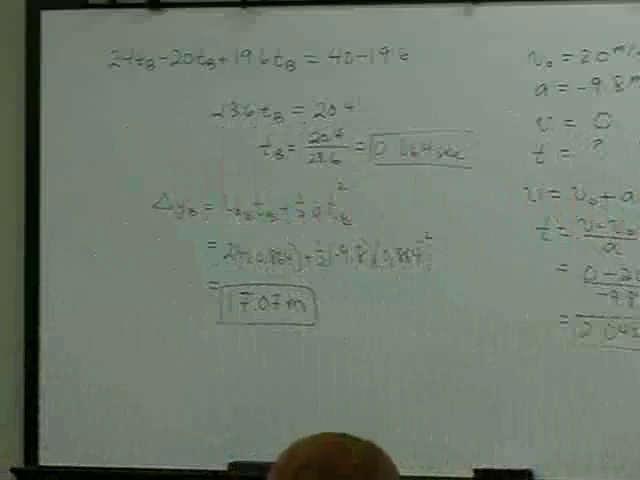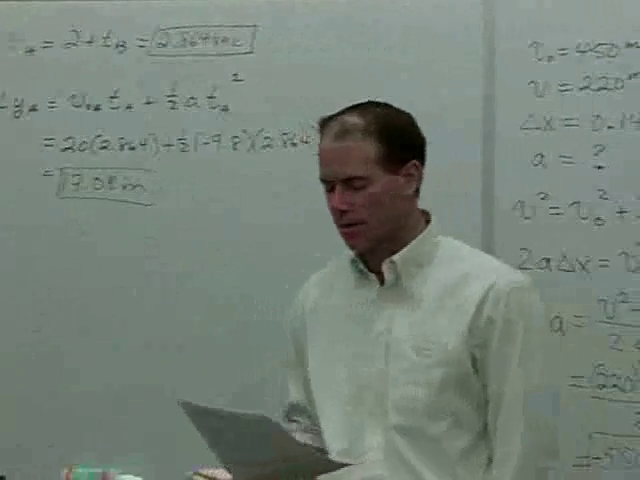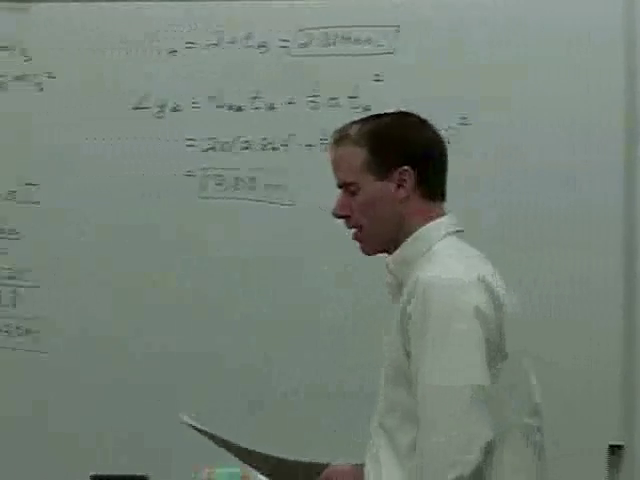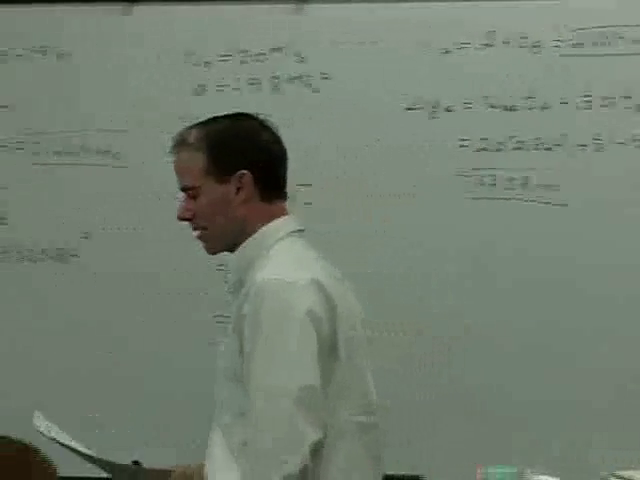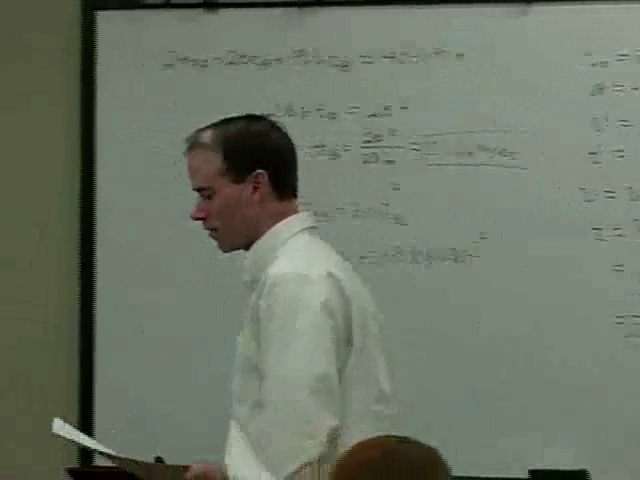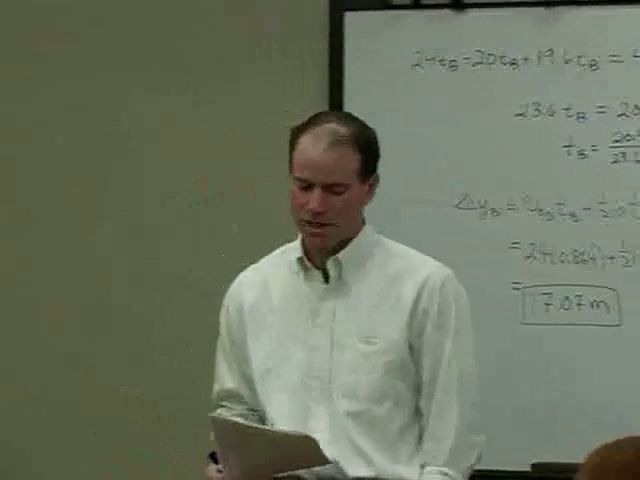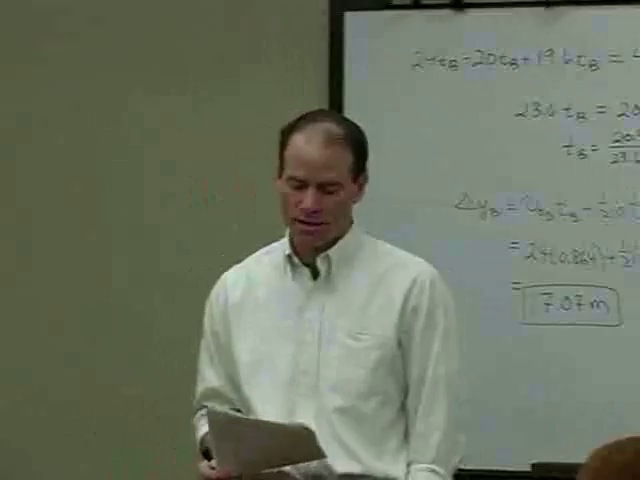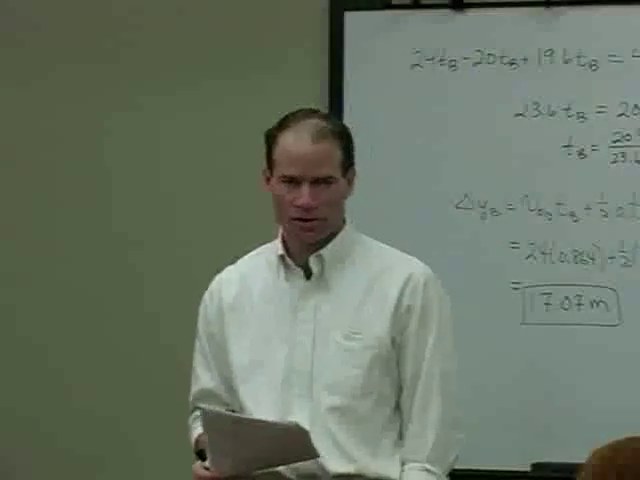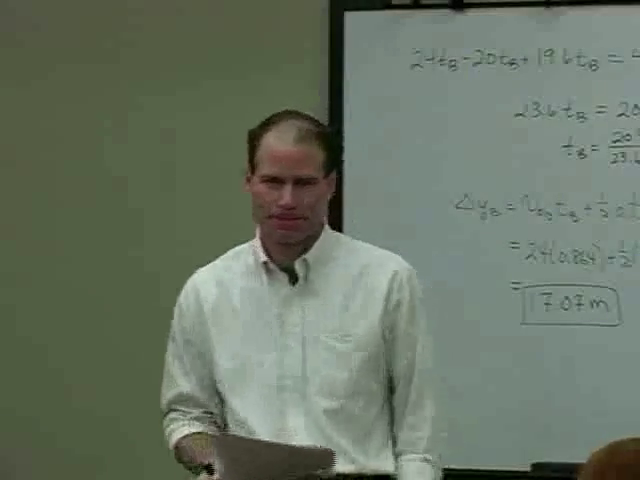An object is thrown downward with an initial speed of 10 meters per second from a height of 60 meters above the ground. At the same instant, the second object is propelled vertically upward from ground level with a speed of 40 meters per second. At what height above the ground will the two objects pass each other?